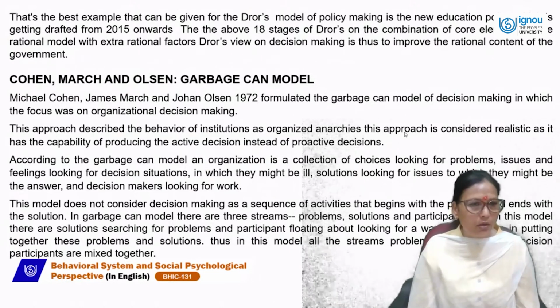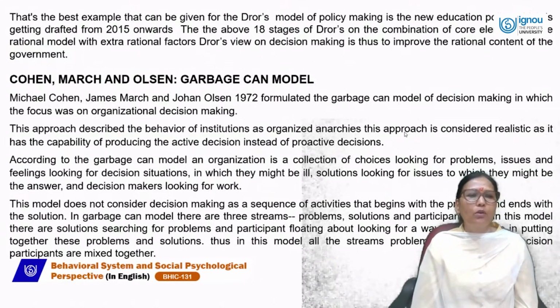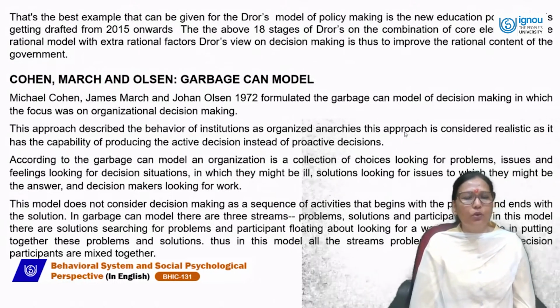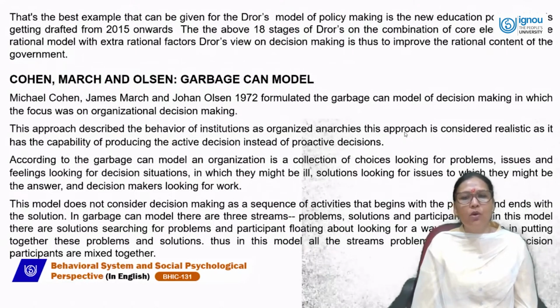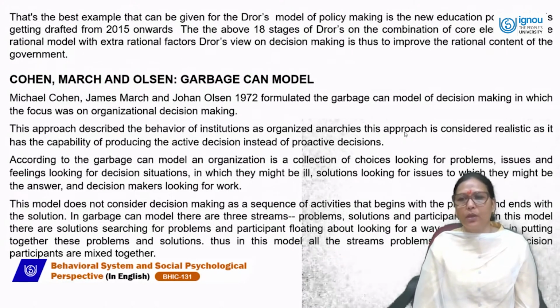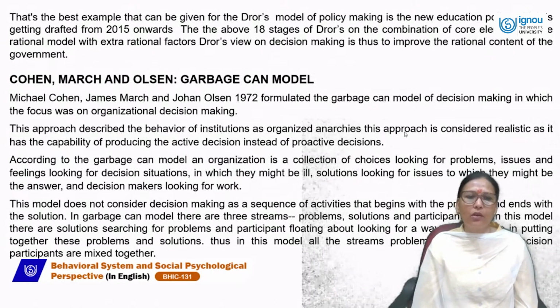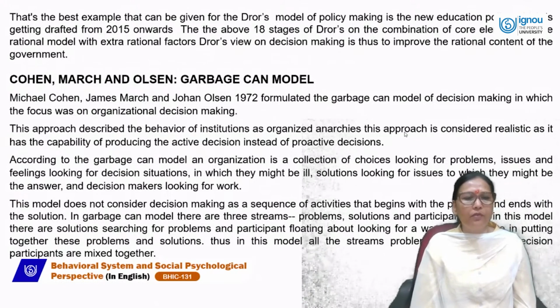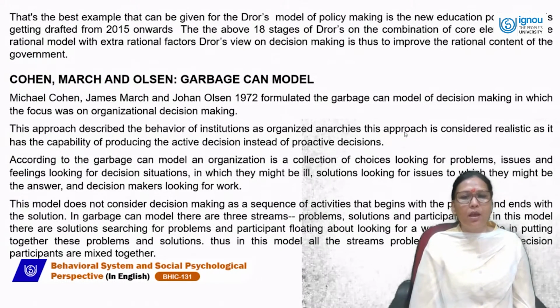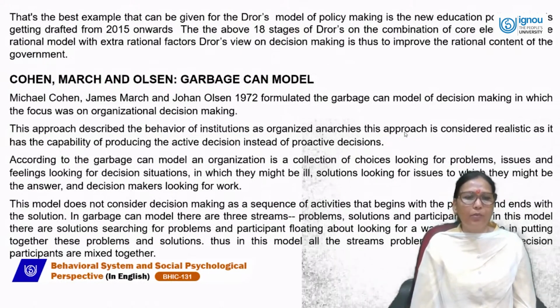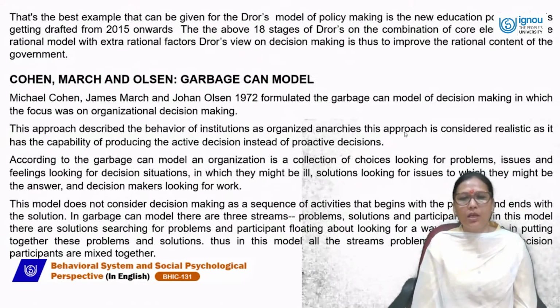Next, the scholars Michael Cohen, James March, and Johan Olsen, in 1972, formulated the garbage can model of decision making, in which the focus was on organizational decision making. This approach described the behavior of institutions as organized anarchies. This approach is considered realistic as it has the capability of producing active decisions instead of proactive decisions.